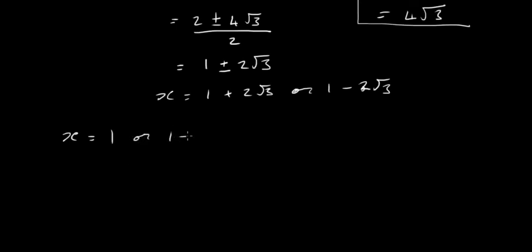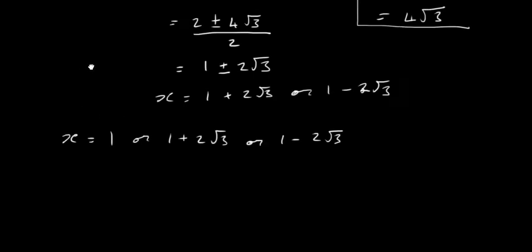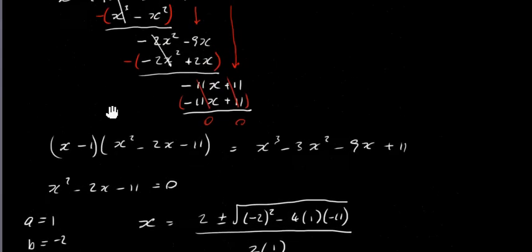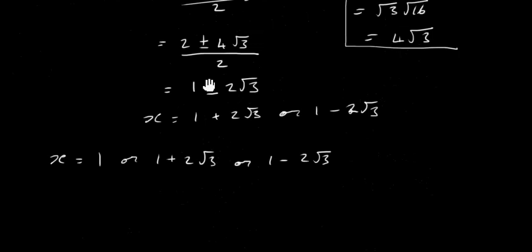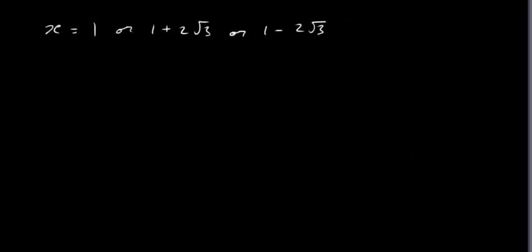We've got 1 plus 2 root 3, and we've got 1 minus 2 root 3. Now, just the other way of finding this quadratic here, instead of doing the long division, that's what I'm going to do now, okay? So what you can do is take your x minus 1. You know you have to multiply that by a quadratic to give you the cubic expression.